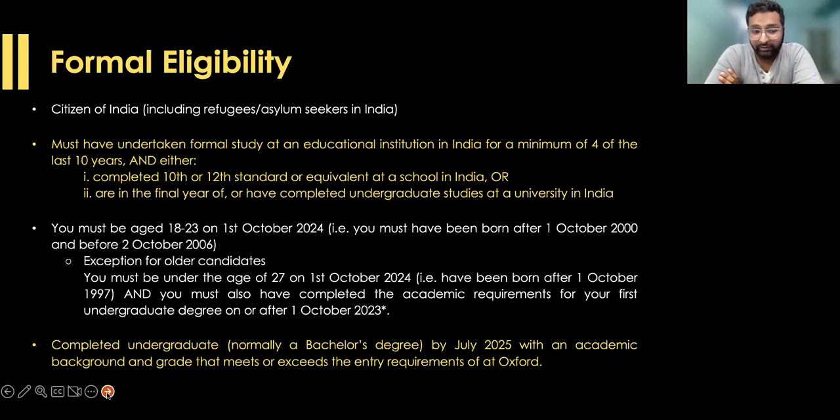Finally, you must also finish your undergraduate studies by July 2025 with an academic requirement that meets or exceeds the entry requirement at Oxford. For most courses, the entry requirement at Oxford is a British 2-1 degree or a first. And Oxford has a specific page that you can look at to figure out what it translates into in terms of Indian universities and grades.